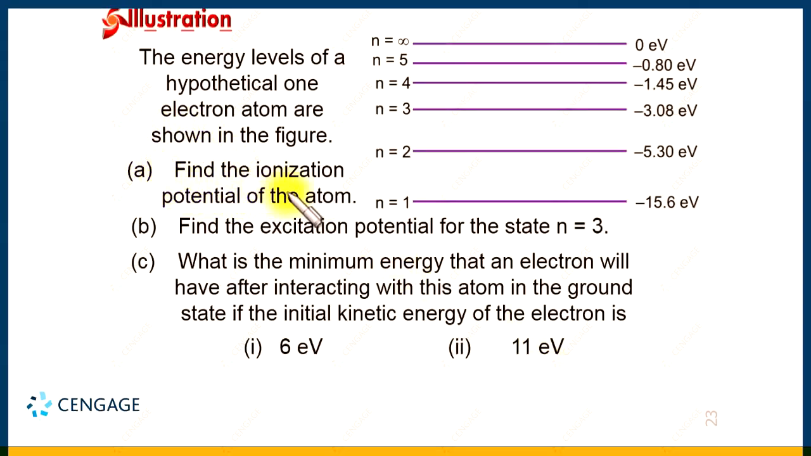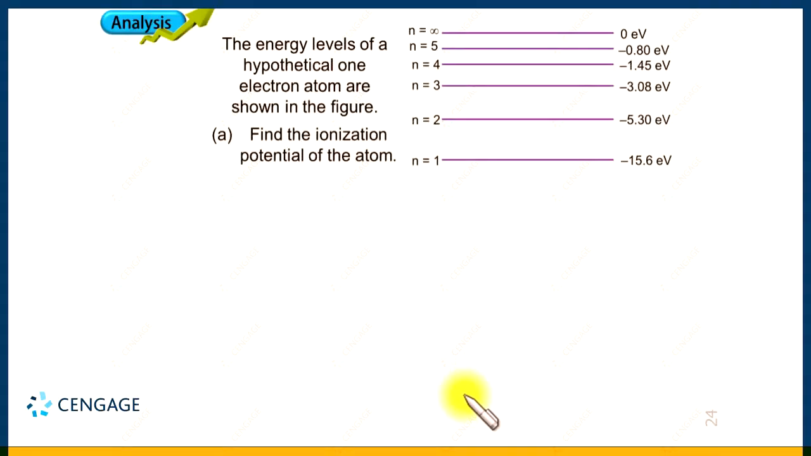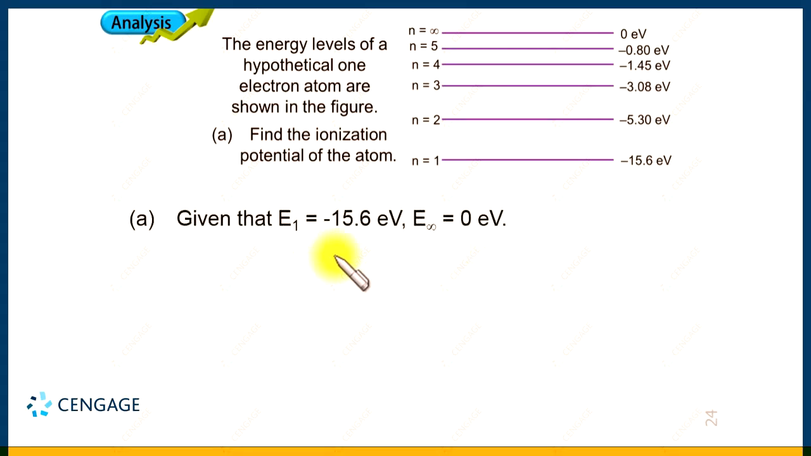Let us move to the first part of the question, that is, find the ionization potential of the atom. For calculating ionization potential, we need to find the ionization energy. And we know ionization energy is the energy required to eject the electron from the atom from the ground state, that is from n equal to 1 to n equal to infinity, right. And here we know E for n equal to 1 is minus 15.6, and for n equal to infinity it is 0. So E1 equals minus 15.6 electron volt, and E infinity, that is n equal to infinity, is 0 electron volt, right.